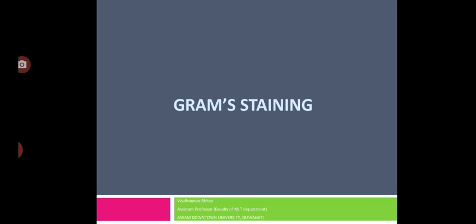And the name comes from the Danish bacteriologist Hans Christian Gram, who was the one who developed this gram staining technique. And so the stain is named after this Danish bacteriologist Hans Christian Gram.